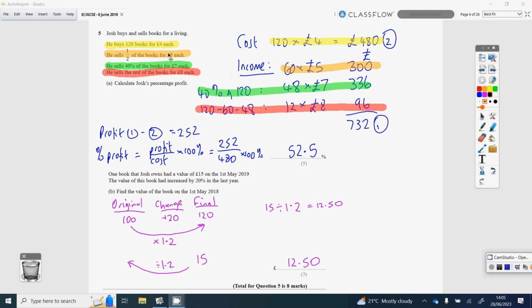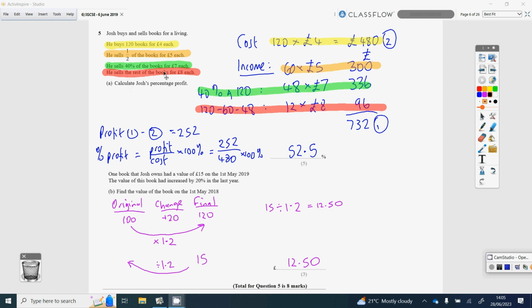Well, we sell half the books for £5 each. Well, half of 120 is 60. So we sell 60 books for £5 each, which is 300. Now, the green bit, we sell 40% of the books for £7 each. Now, 40% of 120, just do 0.4 times 120 on your calculator, is 48. So we sell 48 books at £7 each. 48 times 7 is 336.